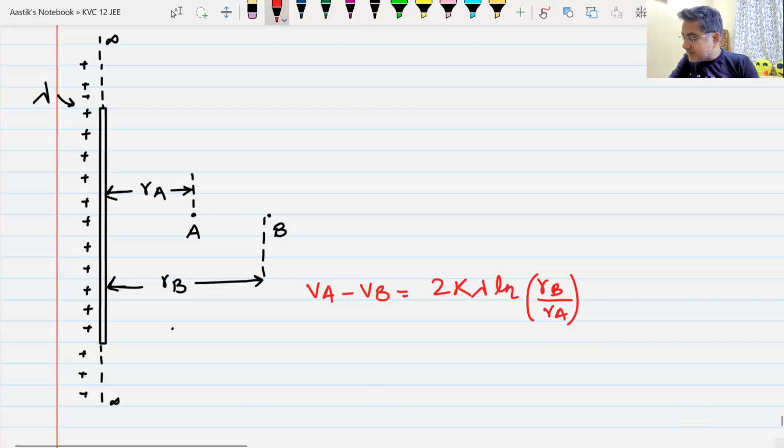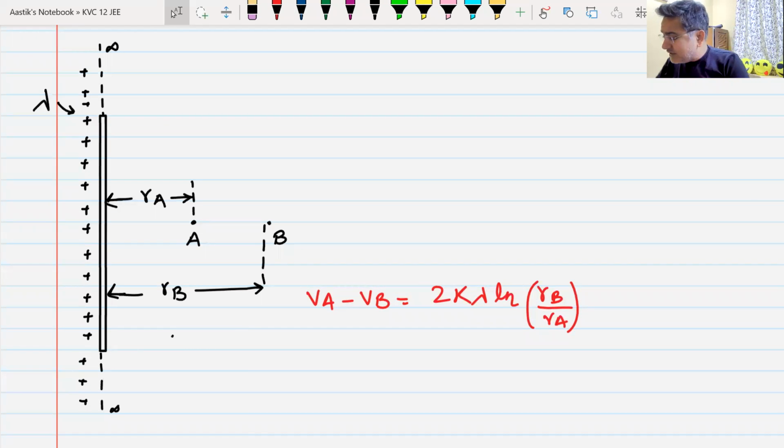Can you guess what is the second case? Oh, for your kind information, infinite sheet. Here also you can write the electric field at any point.